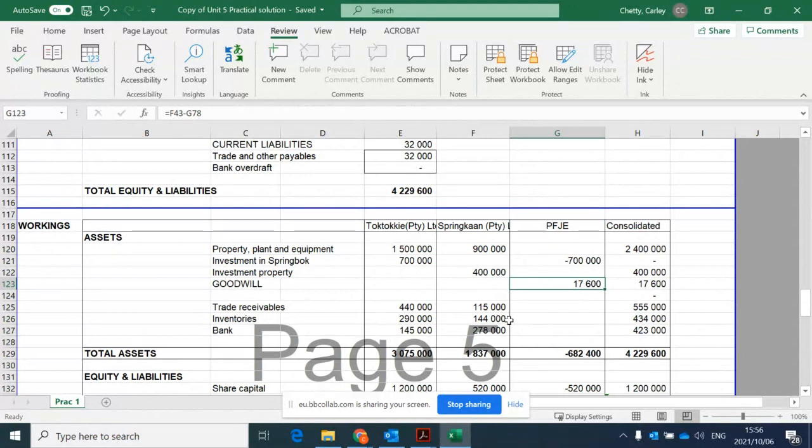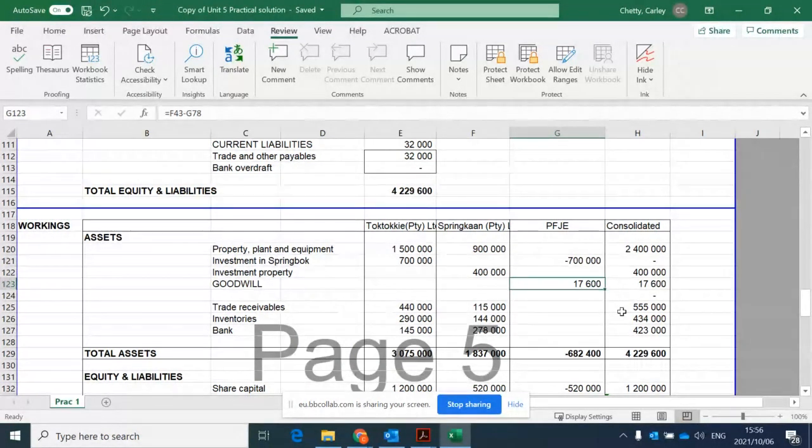Okay, so once we've had a look at our non-current assets, now we have to look at our current assets. So here we have our trade receivables, our inventories, and our bank. So here we are simply adding Tok plus Springcon. So trade receivables, we're going 440,000 plus 115,000, and that will give us 555,000 Rand.